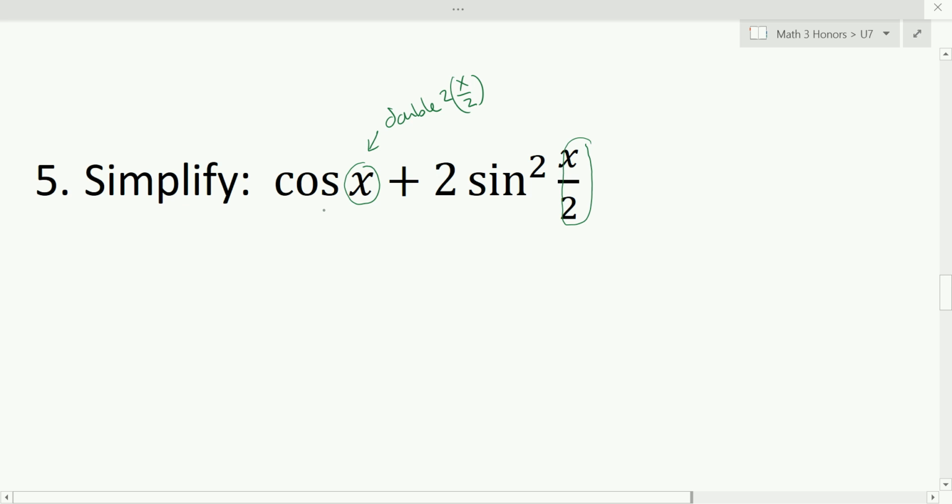Which one would you use? You got 3 options. 1 minus? It doesn't matter. It really doesn't. I'll do 1 minus 2 sine squared x over 2. So we cut the angle in half. Plus 2 sine squared x over 2. And hopefully you see how to finish this one. You get 1. So that one simplified nicely too.